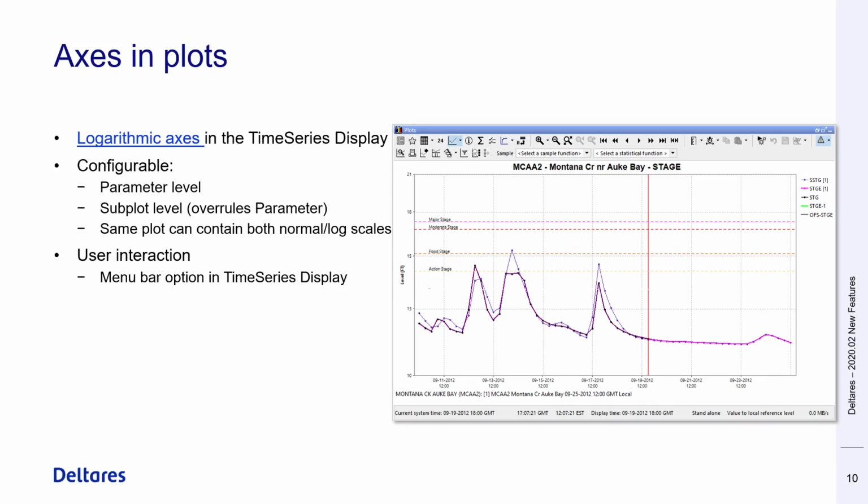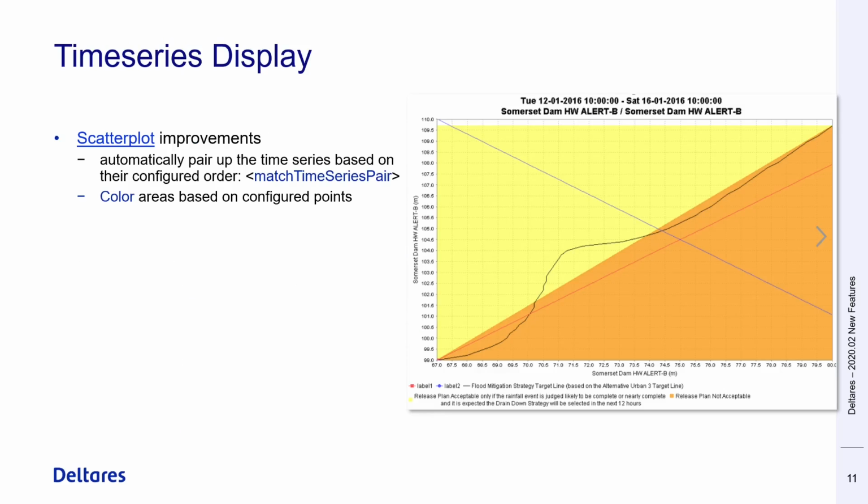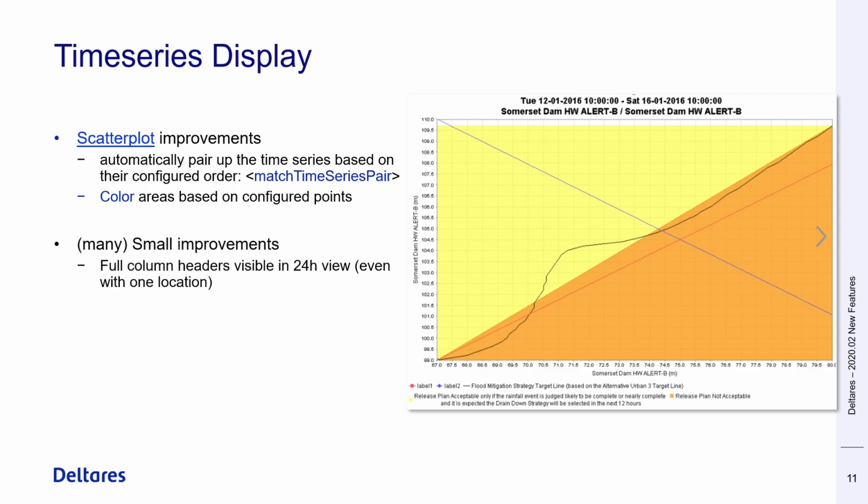There's a new logarithmic axis in the time series display, which is configurable and for which you have control in the time series display itself. And there are some scatter plot improvements. These require some configuration, and information can be found on the wiki.